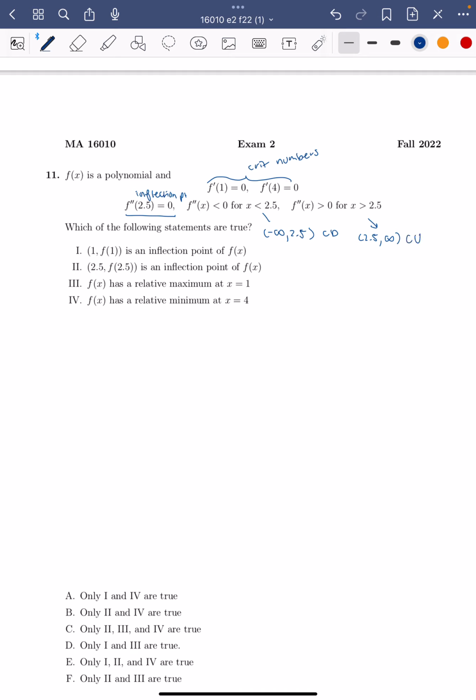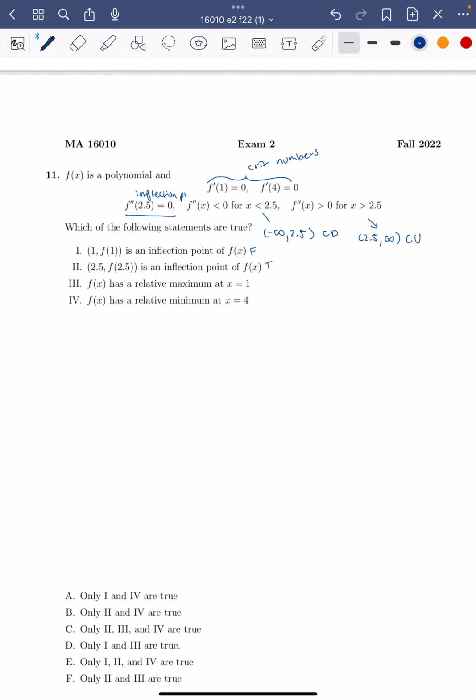Now let's go ahead and look at these statements now that we've broken down every single one of these statements in the top. Number 1, f of 1 is an inflection point of f of x. We know from the statements above that this is false. Again, our only known inflection point is this x equals 2.5. Number 2, f of 2.5 is an inflection point of f of x. We just said this, because whatever x value makes the second derivative equal to 0 is an inflection point. So this second statement is true.